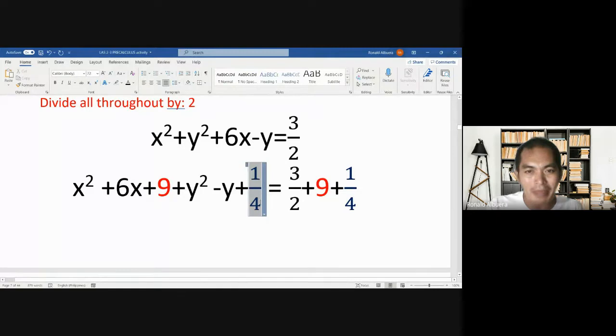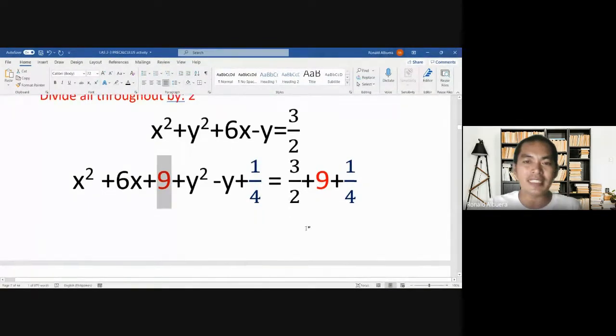Then for y squared minus y plus blank. How do we get this? So we have 1, negative 1. Divide by 2 is negative 1 half. Square it. Multiply the same numerator. 1 times 1 is 1. The denominator is 2. 2 times 2 is 4. So, you add also 1/4 to the other side. Same as 9. You complete, you add 9 on the right side. So, you also add 9 on the left side.